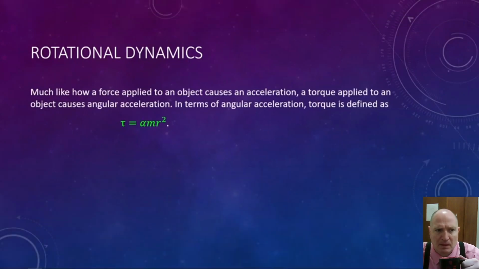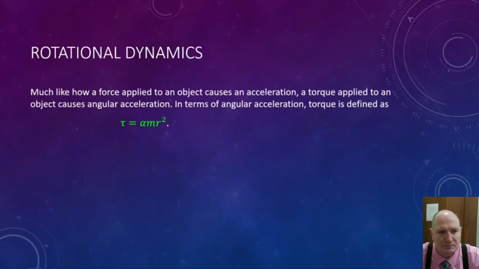At this point, we have developed enough equations to write an equation for torque based on angular acceleration. The equation here is given: torque tau is equal to the angular acceleration alpha times mr squared. Again, there is a direct correlation between force and torque. Torque is the rotational equivalent. So remember, just like force is a push or a pull, torque is a twist or a turn.